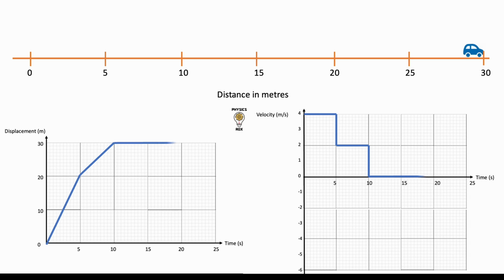Then when the car suddenly moves backwards, the displacement also suddenly drops to zero with a steep gradient. And because it's moving in the opposite direction, the velocity is now at a negative value.